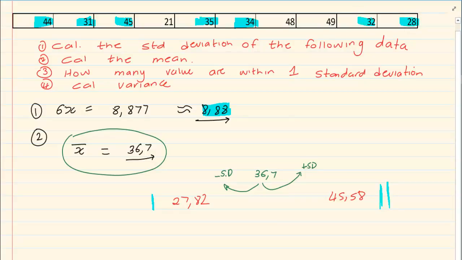So how many fall within one standard deviation? 1, 2, 3, 4, 5, 6, 7. 7 values fall within one standard deviation.